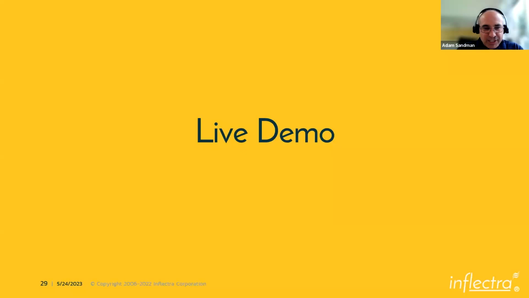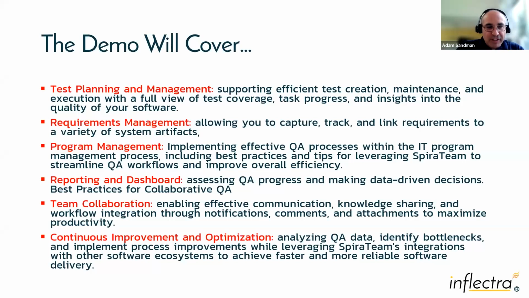And with that, we're going to move into the live demo portion, which is the exciting part. And just to give you an idea, the demo will be focusing on these six areas of the system. SpiraTeam does have a lot of functionality. I'm not going to try and cover everything in the tool. There's a lot of functionality around planning and agile planning and project management that will lead to a different webinar, but it is in the system, so I will point it out. But the focus is going to be on the requirements, testing, program management, reporting, collaboration, and improvement.